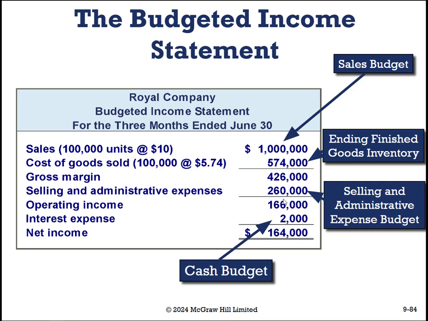Calculating that, we have our gross margin of $426,000 minus our SG&A expenses for the quarter of $260,000, which gives us operating income of $166,000, less that $2,000 of interest expense that we just saw from our cash budget, to give us a total projected, forecasted, budgeted net income of $164,000.